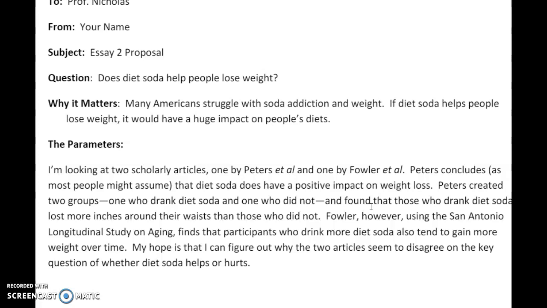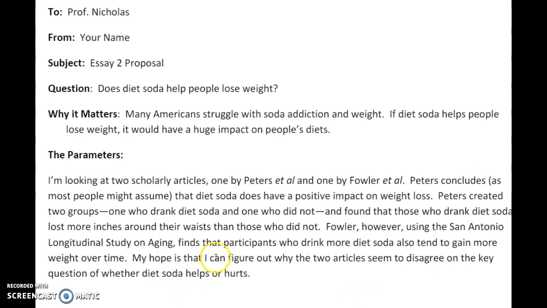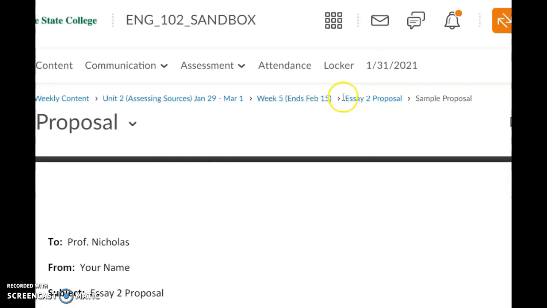My hope, and this is where we move towards a thesis statement here, and again, this is just so I can see what it is you think those two articles are looking at and how you're going to go about studying them. So my hope is that I can figure out why the two articles seem to disagree on the key question of whether diet soda helps or hurts. Okay, and you'll see if you look at next week, there's a sample of essay 2, and you can take a look at that and see that that essay is focused on trying to answer that question.